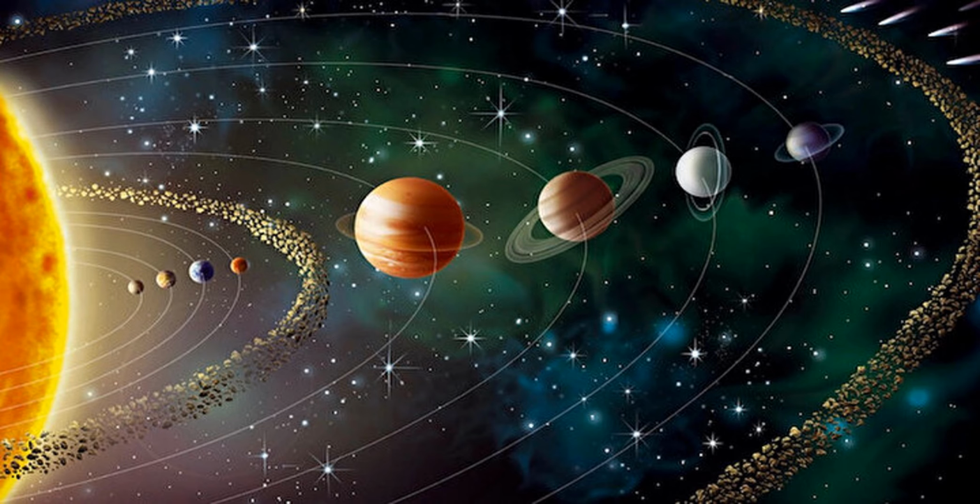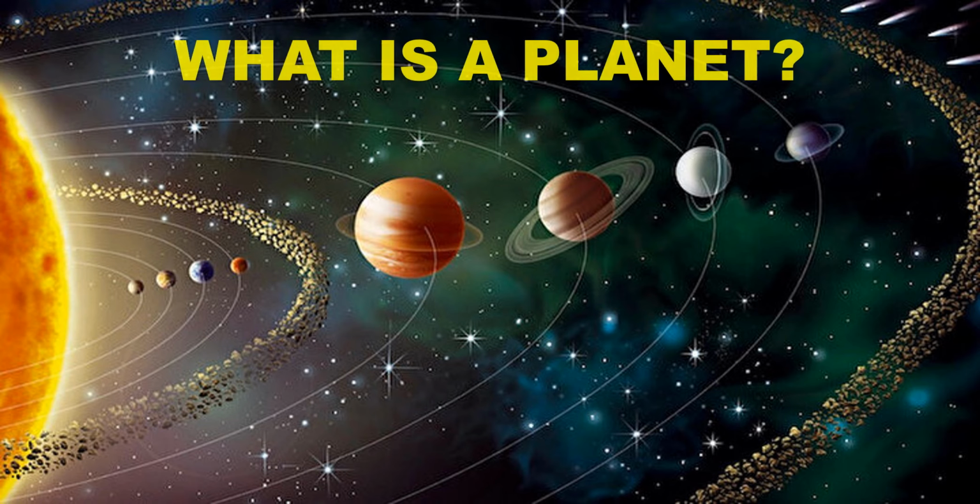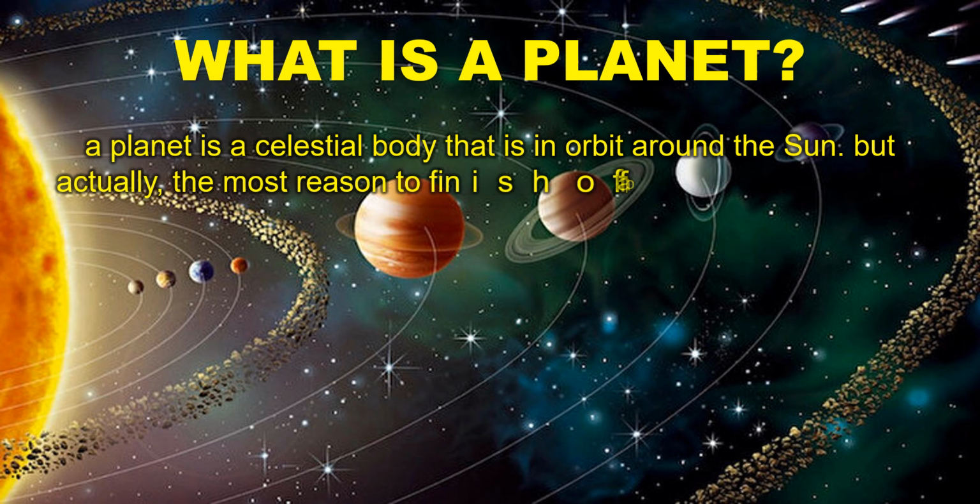In this video, we are going to learn about the characteristics of the planets in our solar system. As we begin, we have to answer this question first. What is a planet? The simple answer: a planet is a celestial body that is in orbit around the Sun.